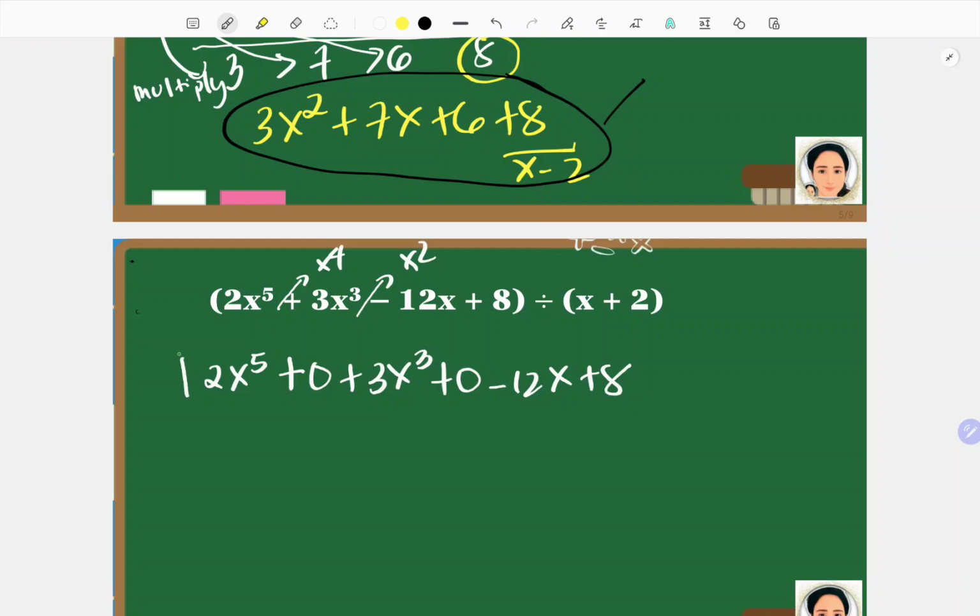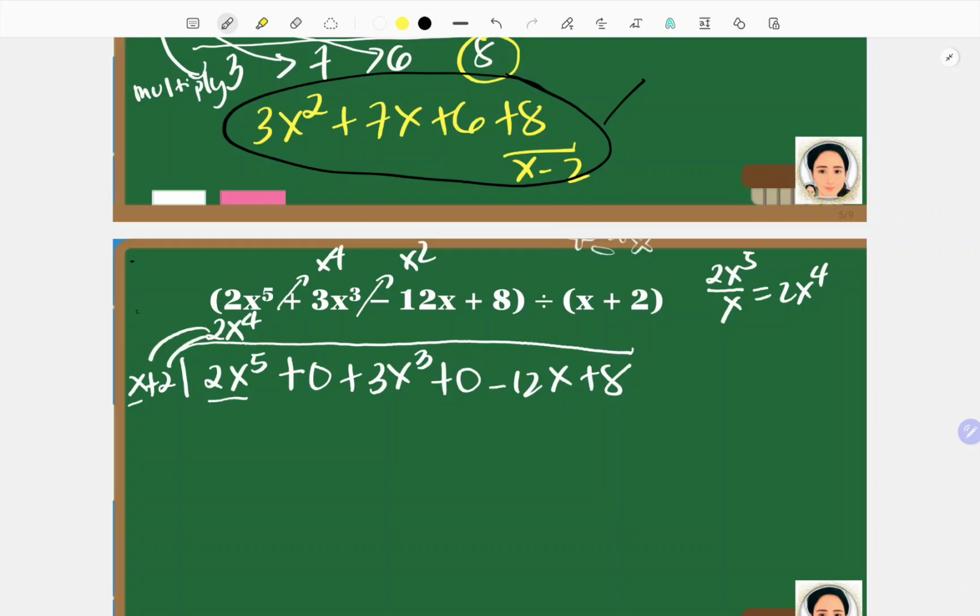Then, divide by x plus 2. So, again, divide the first term of the dividend by the first term of the divisor. So, I'm going to write it so that you can see. 2x to the 5th divided by x, and your answer is 2x to the 4th. Write it on top. Then multiply your quotient to the divisor. 2x to the 4th times x, 2x to the 5th.